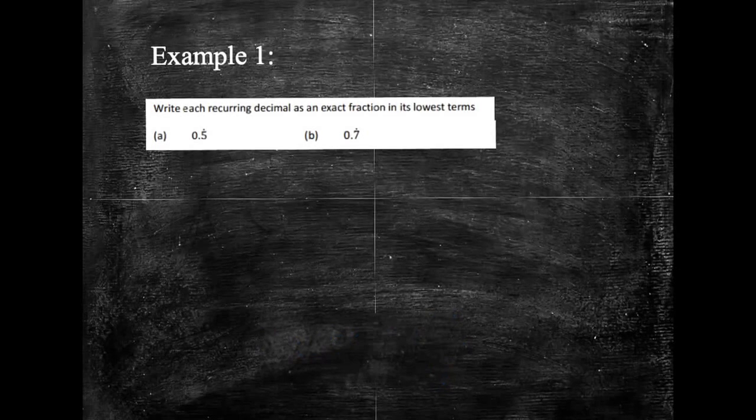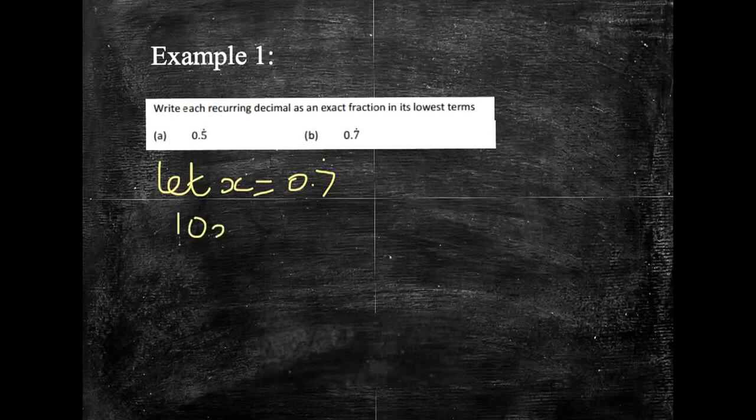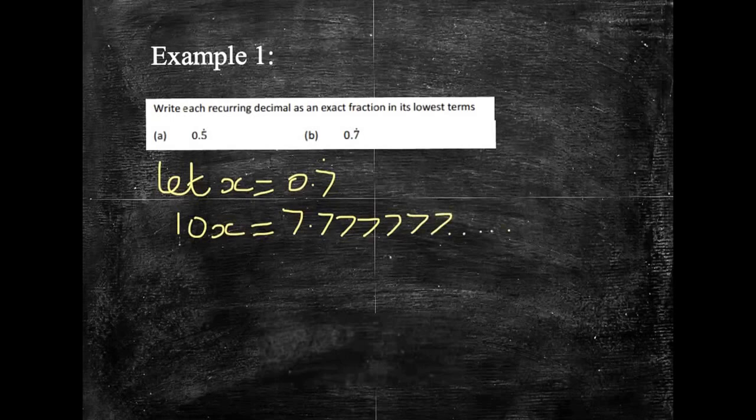Right, 0.7 recurring then. Let's start. So let x equal 0.7 recurring. That means that x is 0.77777. I'm going to multiply this by 10. So 10x would be 7.77777, and so on and so on.